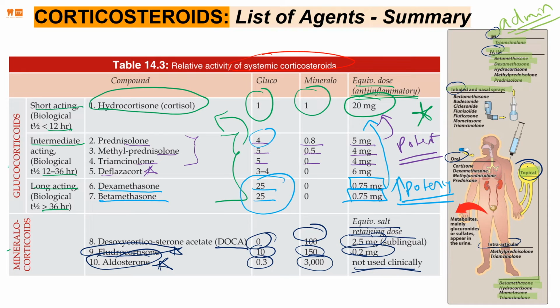Inhaled, we have all of the -sonides and -sones: beclomethasone, fluticasone, triamcinolone. These are for asthma, also an inflammation of the bronchiolar components, so anti-asthmatic drugs. Oral, we have cortisone, prednisolone, methylprednisolone, dexamethasone. Perfect.